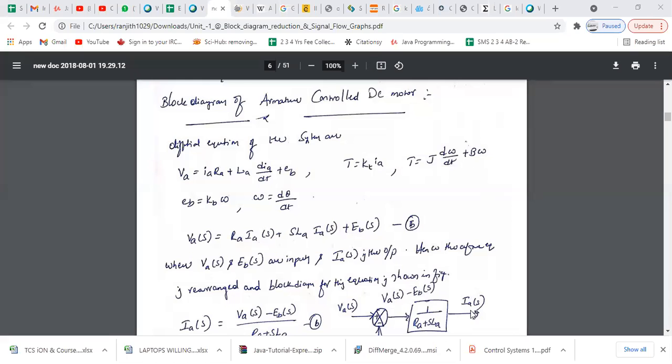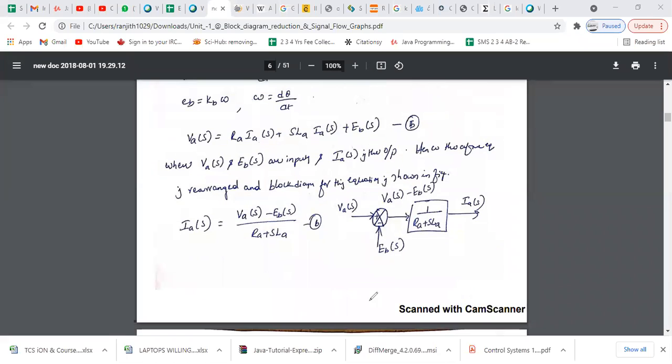Now tell me, how does VA of S minus EB of S come about? For that we are using a summing point. For the summing point, what are the inputs we are giving? VA of S and EB of S. EB of S is the back EMF, which is nothing but the feedback voltage. Then what is the output of the summing point? VA of S minus EB of S.